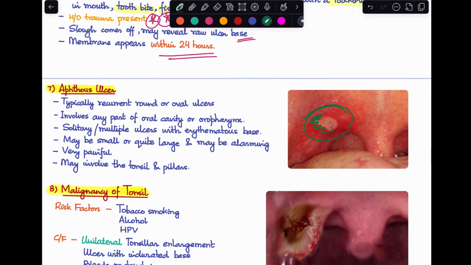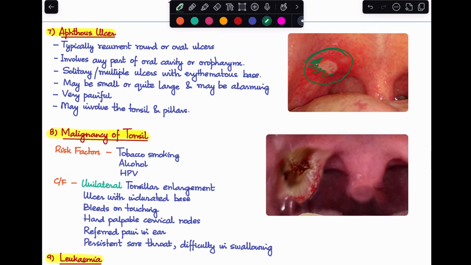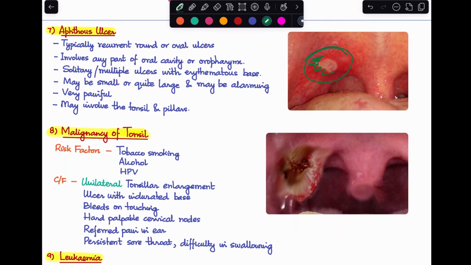Next cause is malignancy of the tonsil. Now, in these cases of malignancy of the tonsil, the risk factors involved here are tobacco smoking, alcohol, and exposure to human papillomavirus.